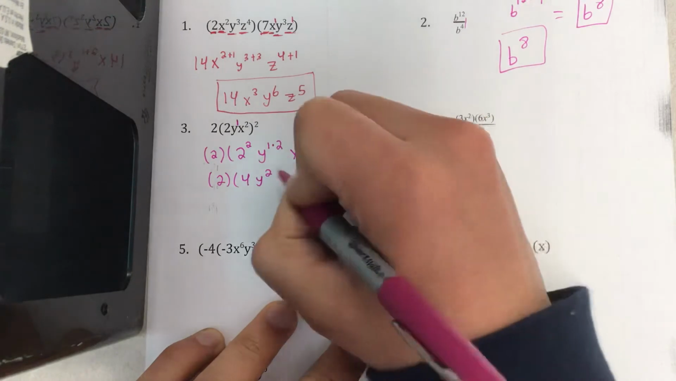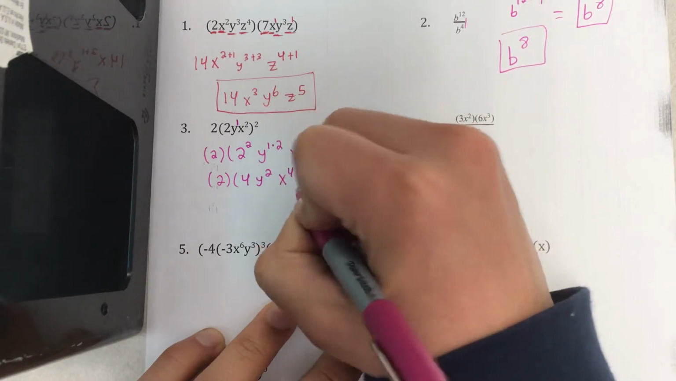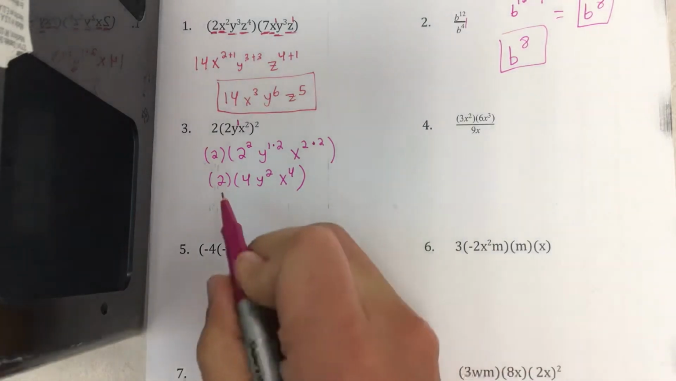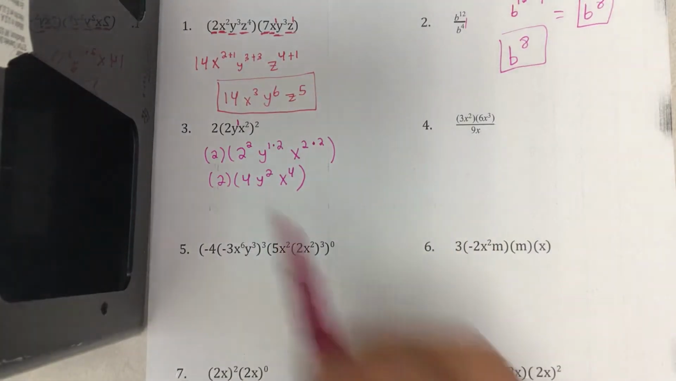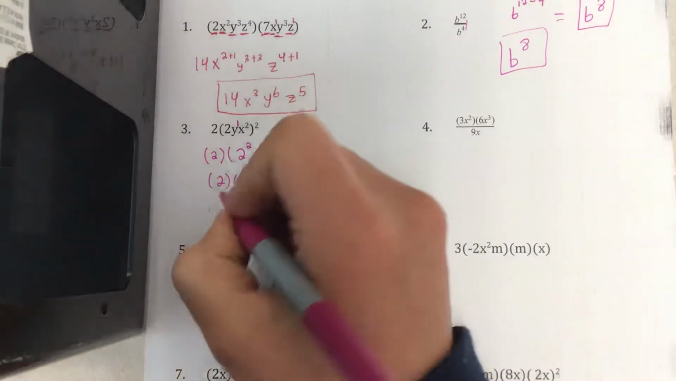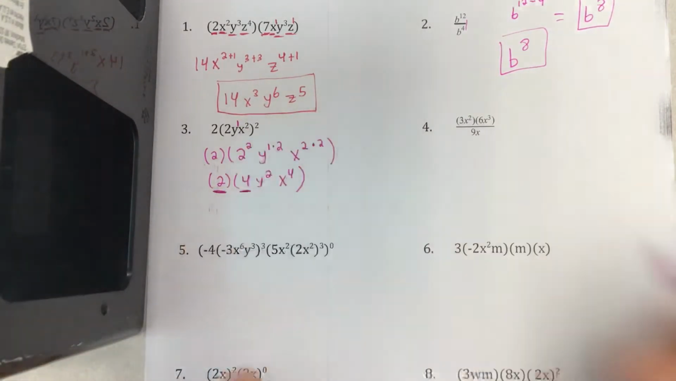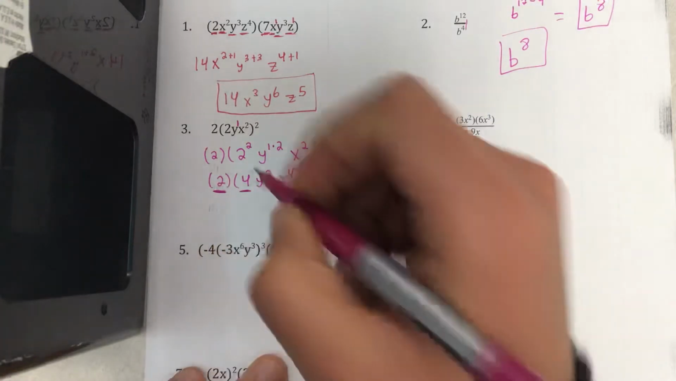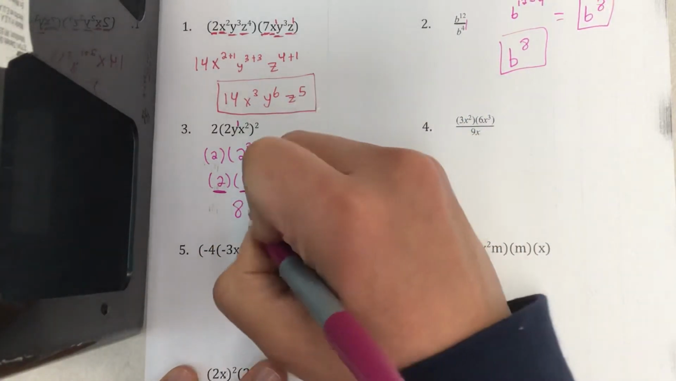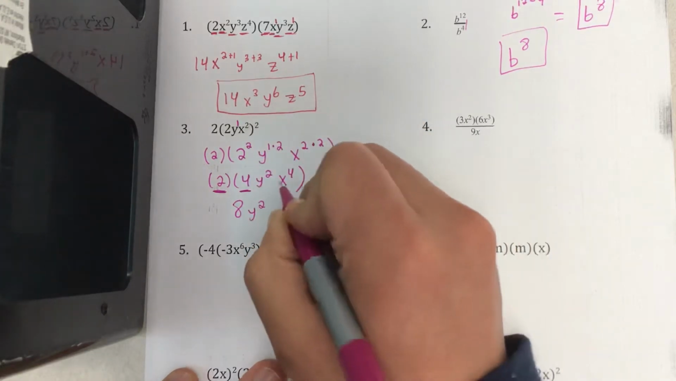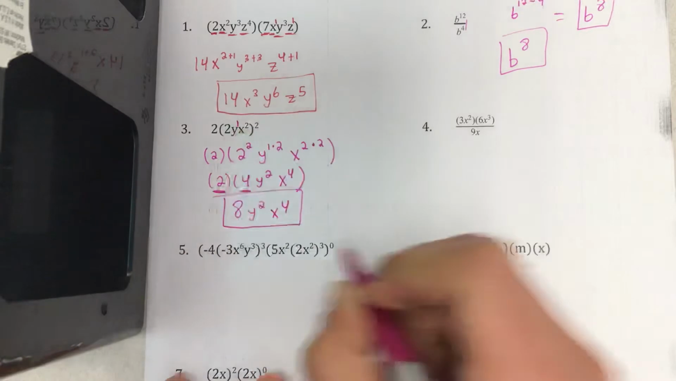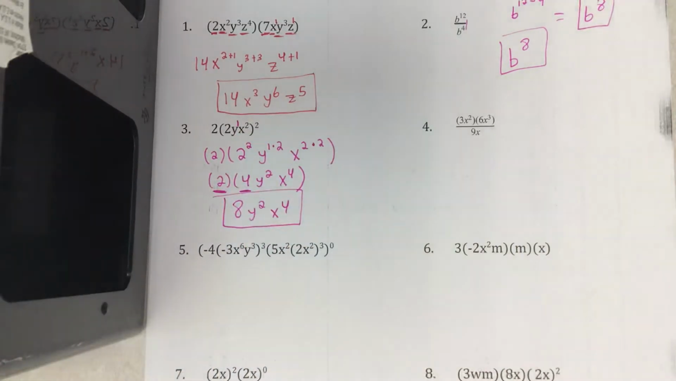X to the 2 times 2, x to the fourth, okay? And now I see I have a mini product rule, right? Because I have 2 times 4 times y squared, x to the fourth. All I can multiply are these two coefficients, right? So 2 times 4 gives me 8. I have y squared, that's the only y, so I bring it down. X to the fourth, that's the only x, I bring that down. So this is the answer, 8y squared, x to the fourth.